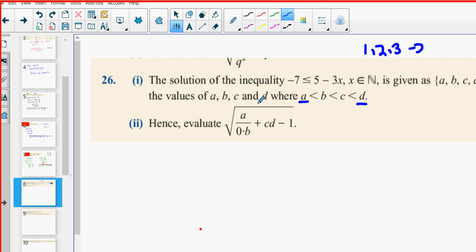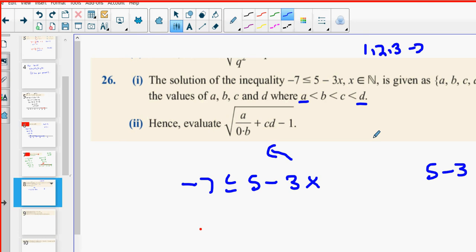So A is the smallest, D is the biggest. Right, great. So it's basically just do the question, isn't it? That's what we did earlier. I'm not going to do the spin. Can anybody tell me why I won't do the spin this time? I'll still have a negative 3x, won't I? The x will still be negative, won't it? So if I just move it over to your side, it'll turn into a positive x, so it's quicker.